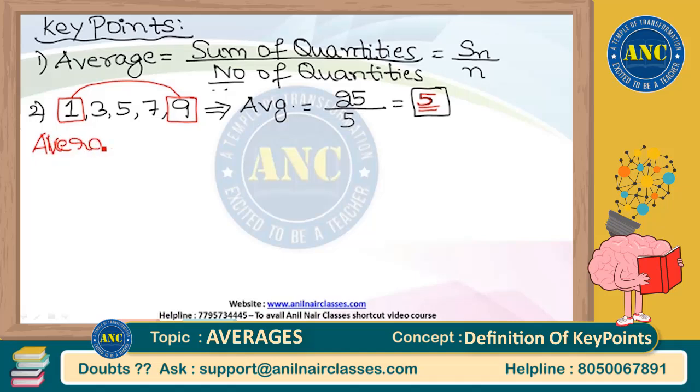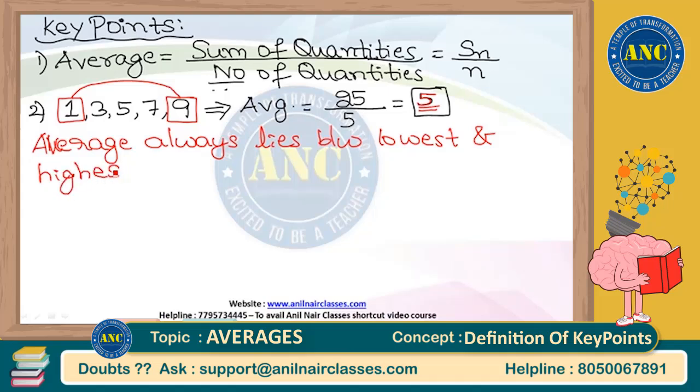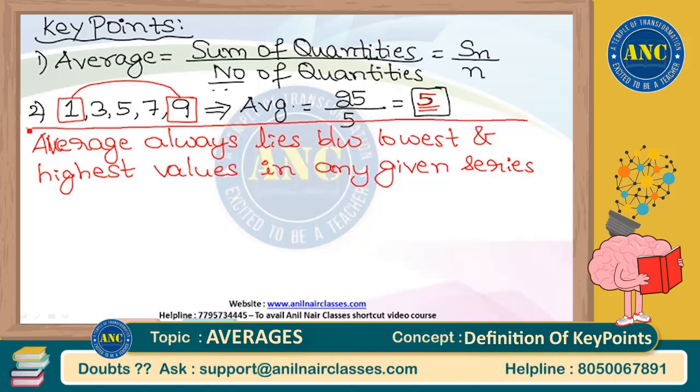Very, very important point. Average always lies between lowest and highest values in any given series. You take any series, whatever you like, average will definitely lie between lowest and highest value in that given series. That means average will always be greater than the lowest value, and average will always be lesser than the highest value. That is my second key point.